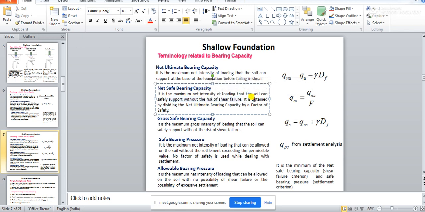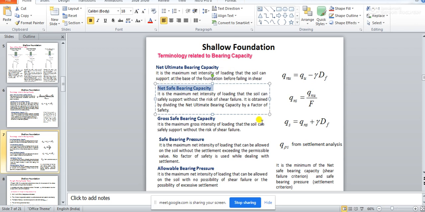How is it obtained? It is obtained by dividing the net ultimate bearing capacity. See, this QNU is nothing but your net ultimate bearing capacity. If you divide this net ultimate bearing capacity by a factor of safety, you are going to get the net safe bearing capacity of the foundation. Okay.